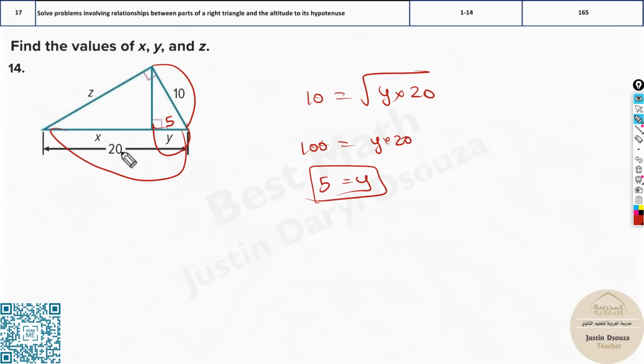So what is x? It'll be 20 minus 5. That's 15 here. So now can you find the z value? Absolutely. z is equal to square root of x and total. So x is 15 times 20. That will be the answer.